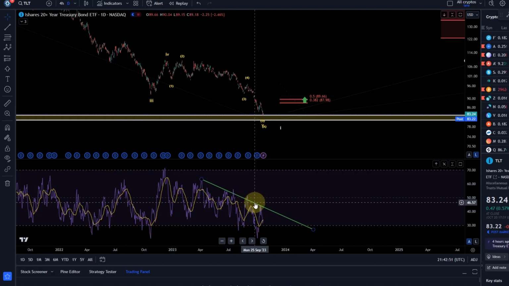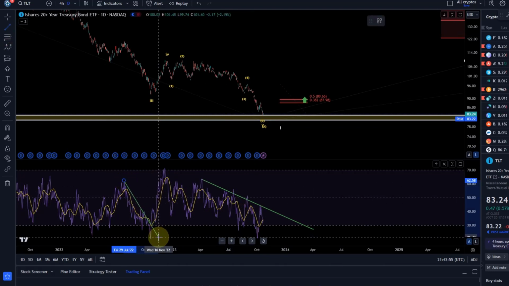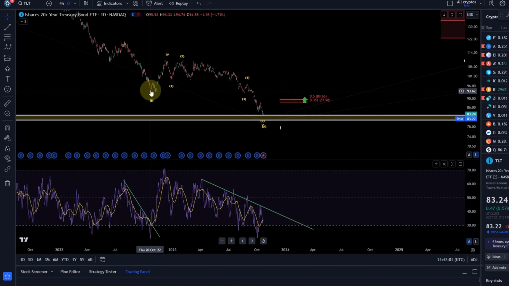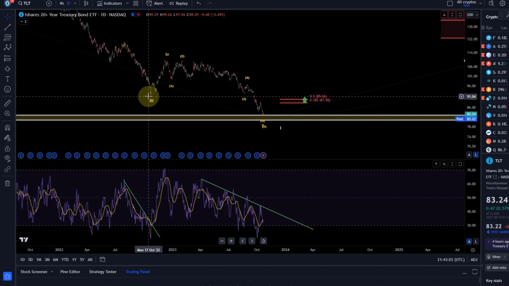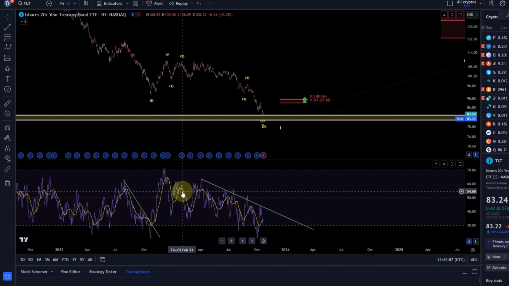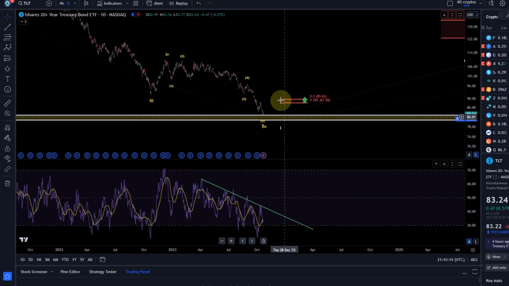For example, we just add another line that was here. We also had a trend line with 3 or 4 touch points here. And when it broke, it rallied, okay? Nothing too significant, but it also rallied from 91 to $109. So sometimes trend line breakouts on the RSI can be quite helpful.